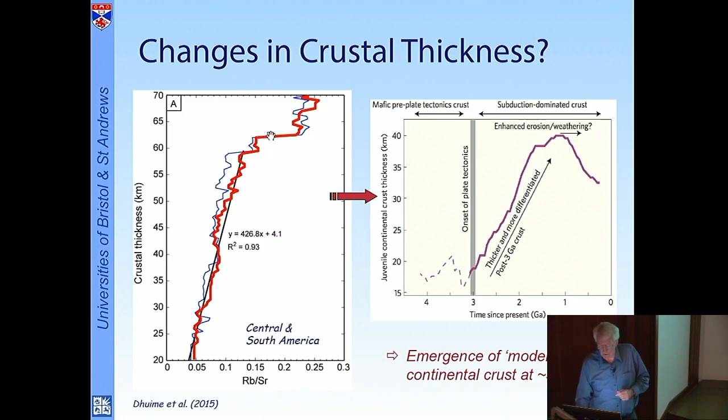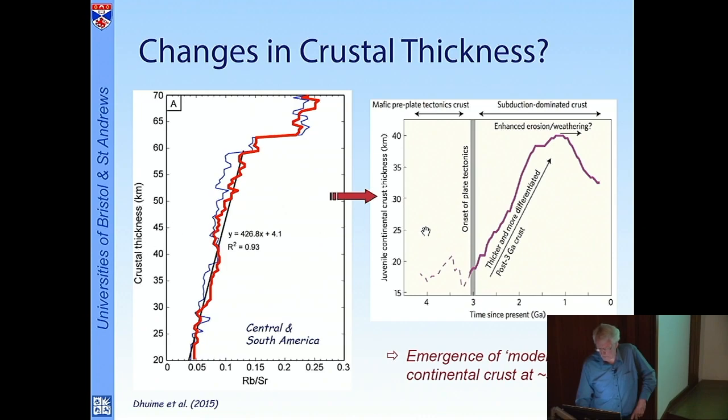And you can even get to a stage where you have this jump in Rb/Sr, which may well be the crust has got thick enough to remelt, and these are then crustal melts. So it's clutching at straws, but it's clutching at not unreasonable straws. And if you're then brave enough to take this correlation of thickness versus Rb/Sr to the Rb/Sr database, then you would infer juvenile crustal thicknesses, directly from Rb/Sr, of 20 kilometers or less up until 3 billion years, because its Rb/Sr ratios were low, that's all.